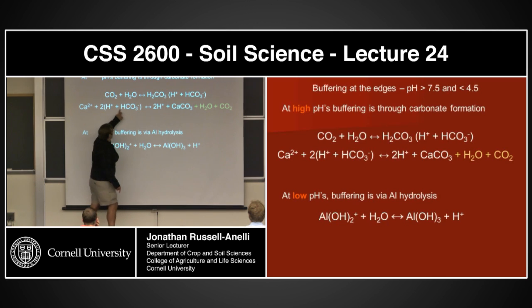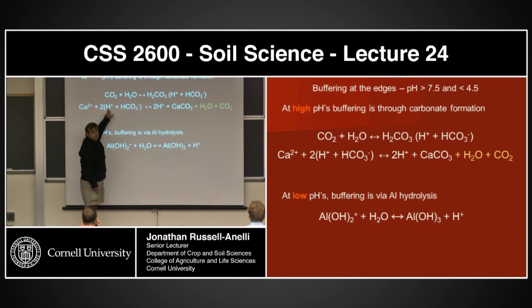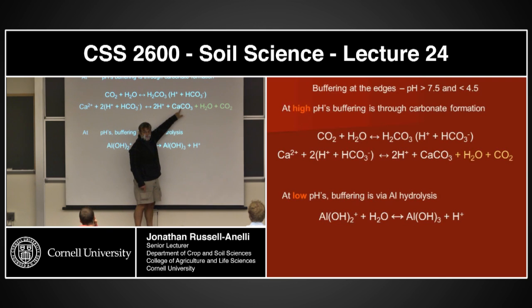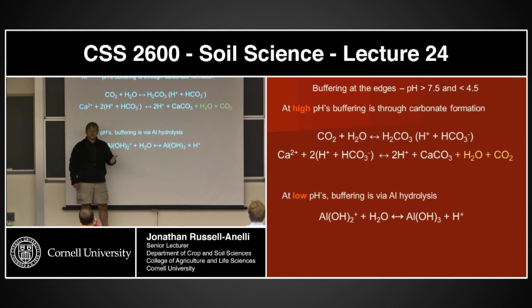One of those protons is going to bind with the carbonate, and one of those protons is going to be in solution. So for every calcium carbonate I have, for every 2 protons that are added, it's going to neutralize one of them. It's not going to prevent acidification, but it's going to slow it down. Does that make sense? Questions?